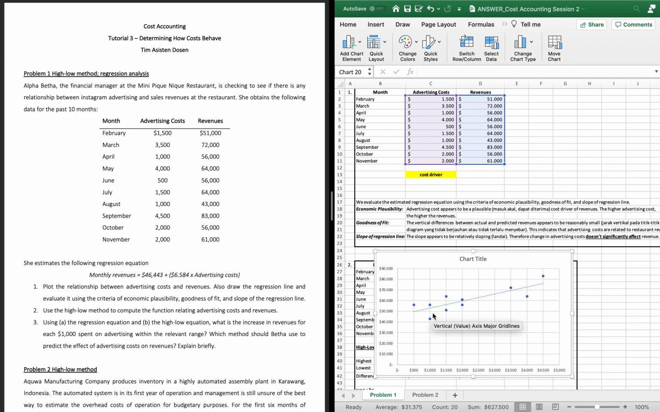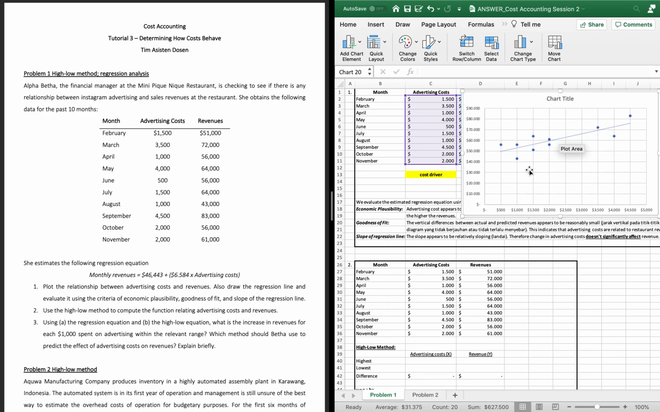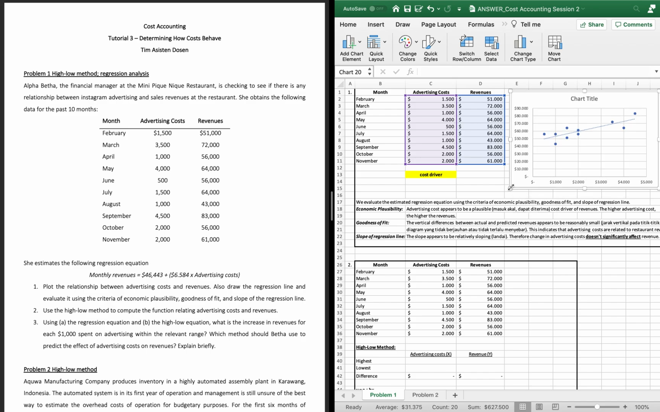The second criteria, we're gonna see the vertical difference between the points and the regression line. So here the vertical difference is quite small, so it indicates that the advertising costs are related to the restaurant revenue. And for the third criteria, which is the slope of the regression line, we're gonna look at the slope of the regression line here, which is relatively flat, so the change in the advertising cost doesn't significantly affect the revenue. So that's the three evaluations that we can give using the three criteria here.